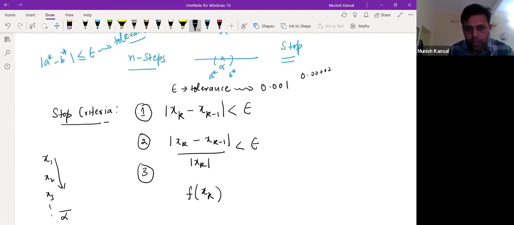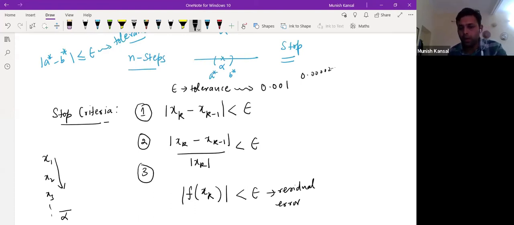So we say that whenever this absolute value becomes less than the error tolerance, then we will stop the iteration process, right? So this is generally known as residual. This is known as residual error.